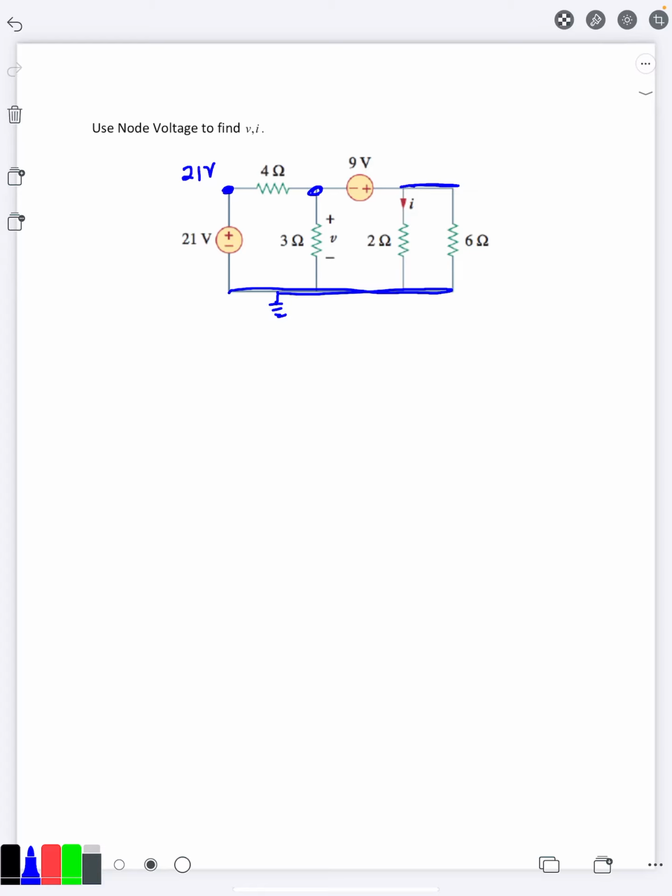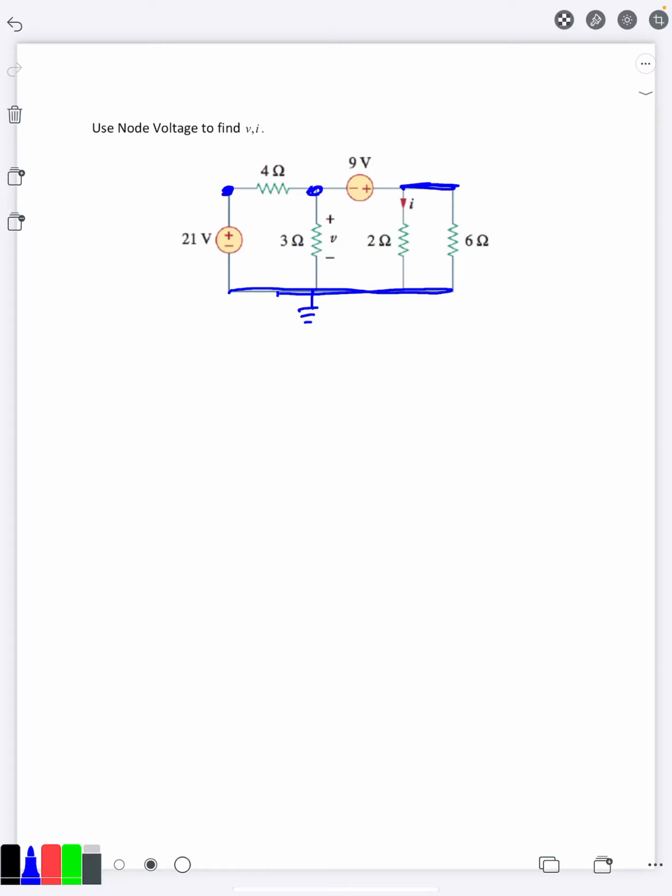On the other hand, if we don't like that choice, we can put ground, let's say, over here. And if I choose ground to be that node, then this top right node would now be 9 volts. However, I want to point out that regardless of which way we choose our ground, we still are going to have another voltage source that's connected between 2 nodes that we don't have the value for.